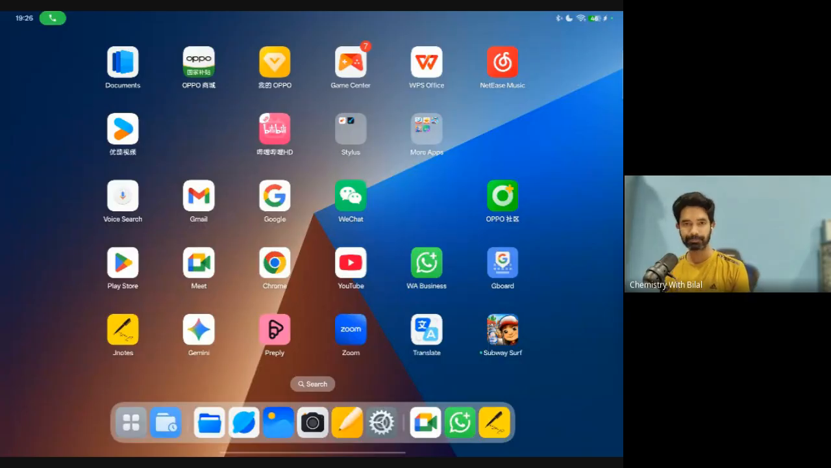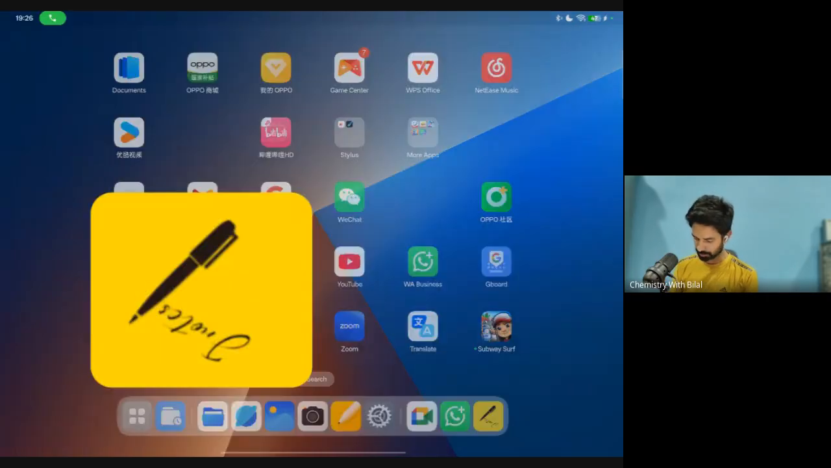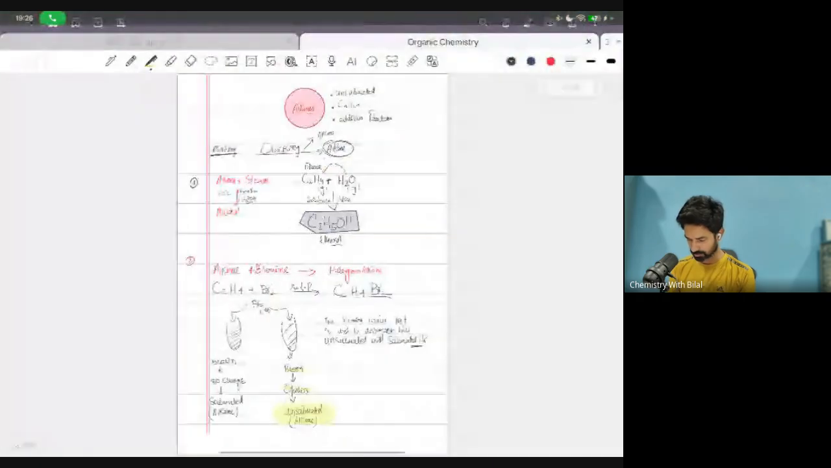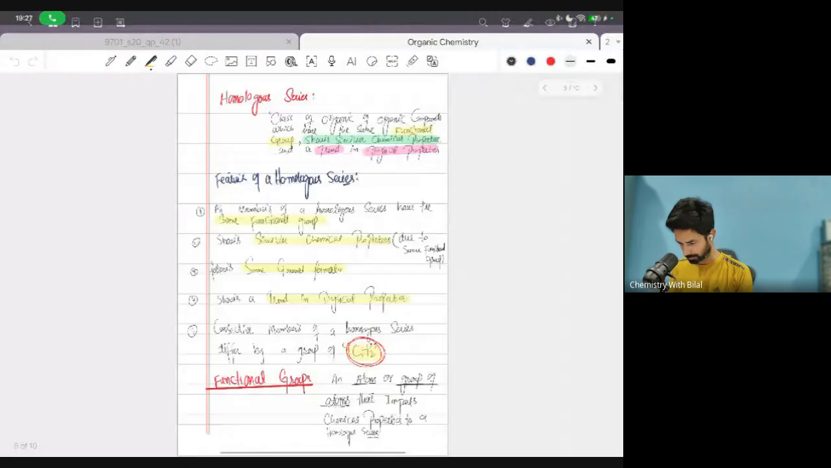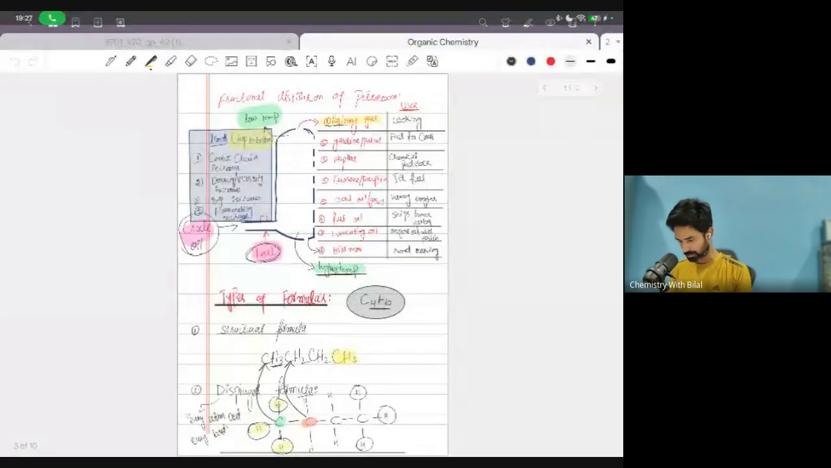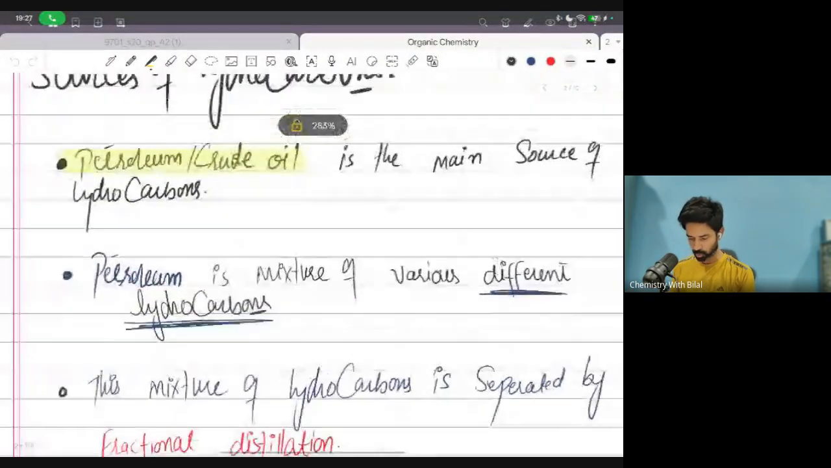We've been working on one of the easiest, important, and fun chapters called organic chemistry. It's been 3 days, I think, since we started this. And in these 3 days, we did a good amount of content, starting with an introduction to hydrocarbons, what exactly hydrocarbons are, what is their main source, which is crude oil.